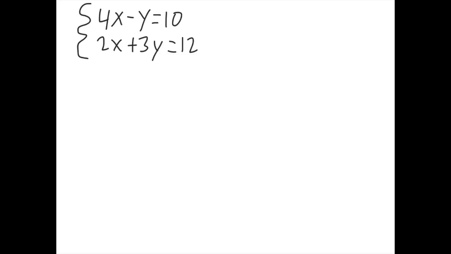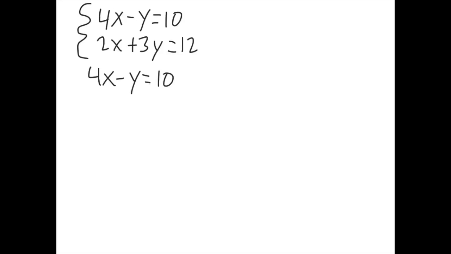So in order to make things easier for yourself, it's best if you go with the one that doesn't have anything in front of it. It does have a minus, so we will have to deal with that negative, but there's no number, so we won't have to deal with any fractions. So that means we have to start by rewriting the first equation. 4x minus y equals 10.